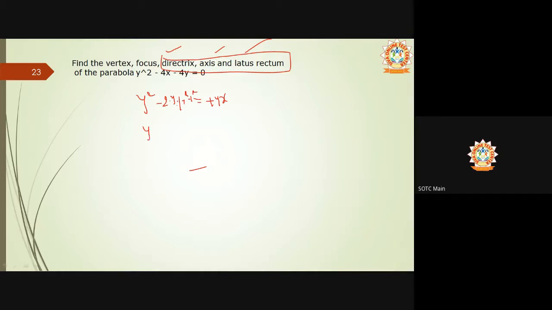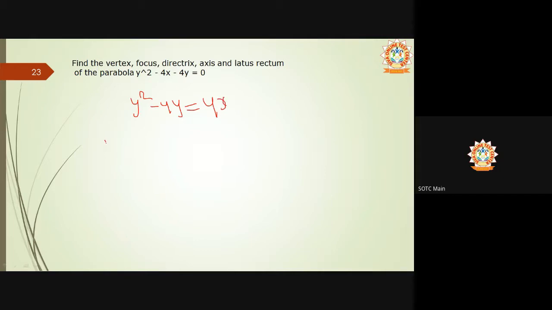Y minus 1 whole square, then there is a minus 1 is equal to 4x. Right? Say yes or no? Yes, sir. Sorry, not 1, it is 2. 2 into y into 2 plus 2 square minus 2 square. Let me write again. y square minus 4y is equal to 4x.